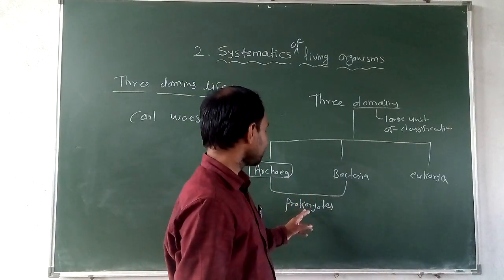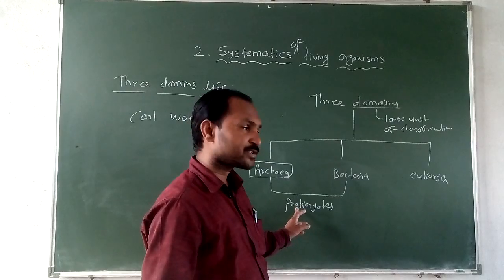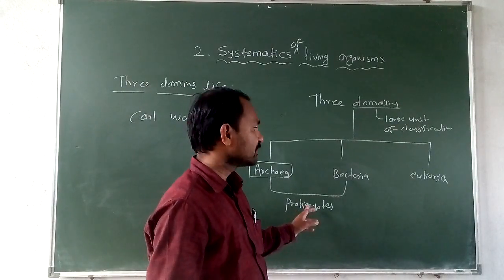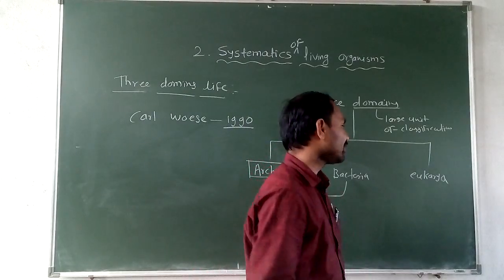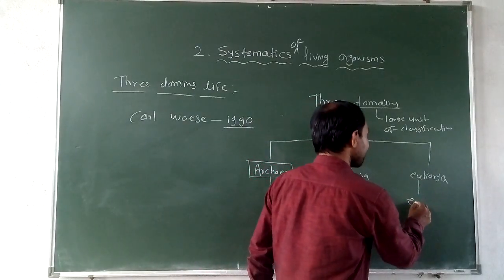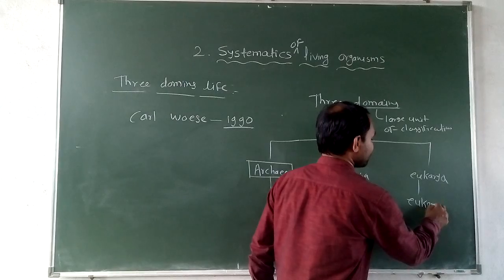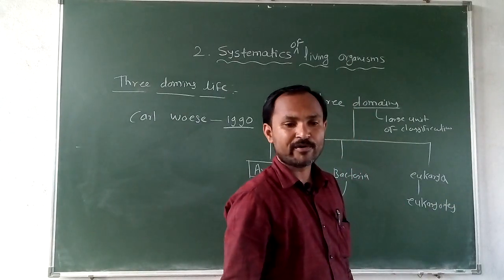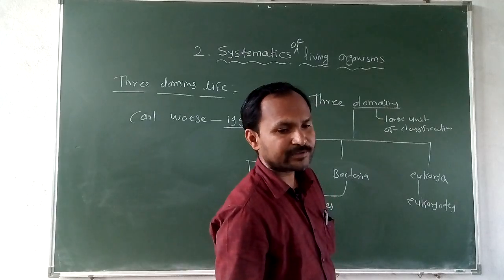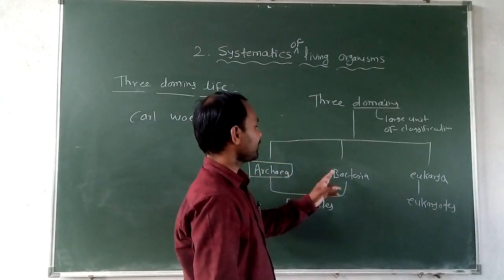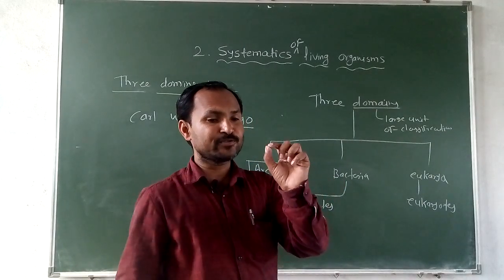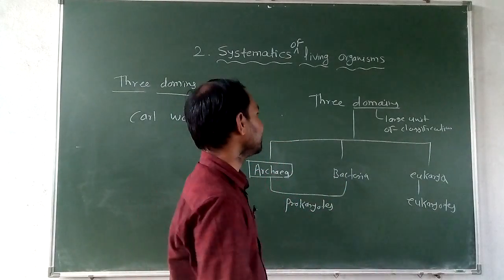Bacteria and archaea are prokaryotes. Prokaryotes means the organisms are unicellular, first thing. Then eukarya means those belonging to eukaryotic organisms. Eukaryotic organisms are plants and animals. Now all three domains, archaea, bacteria, eukarya, have a unique ribosomal RNA.